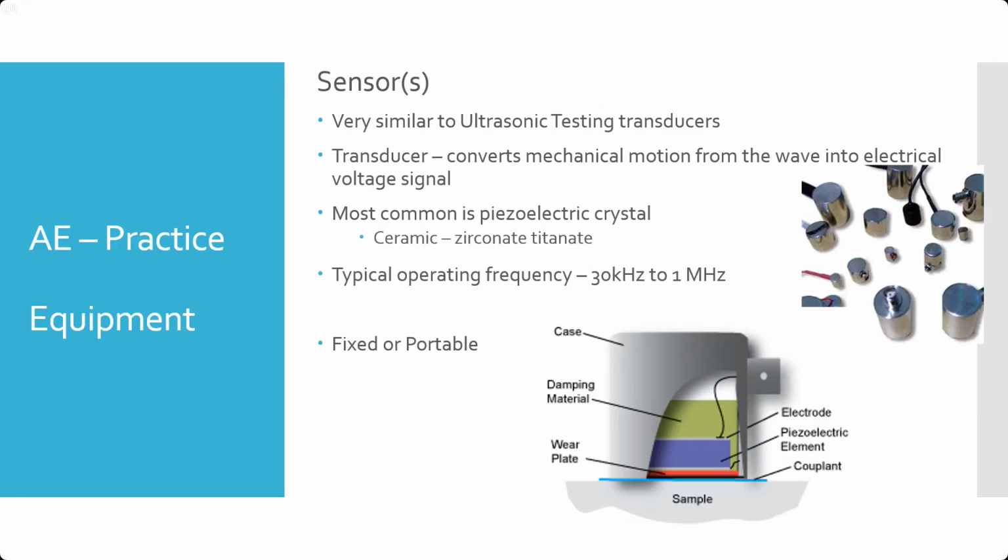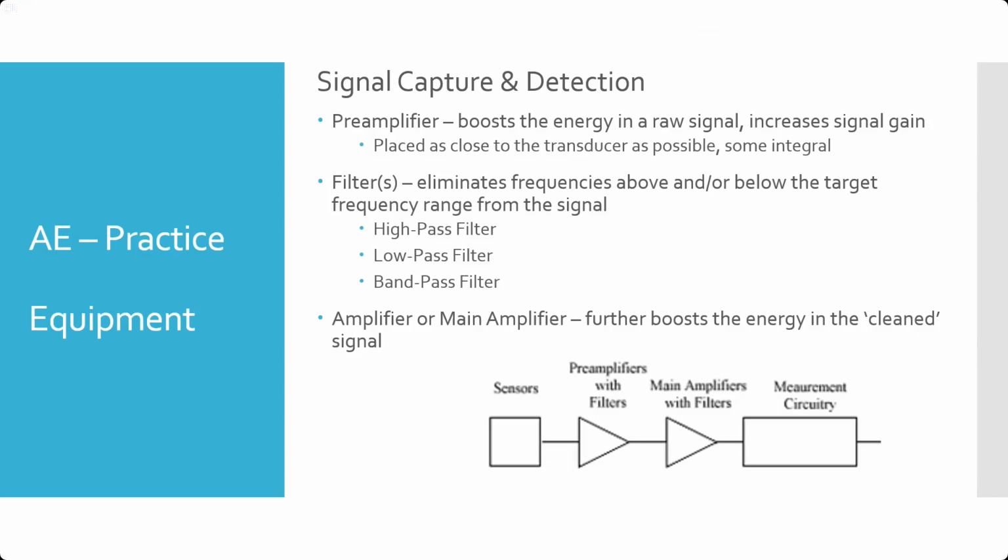And then there's going to be a damping material behind it to prevent extraneous signal from coming in from behind. It also helps to concentrate the signal on that piezo element to amplify what's happening in there. Okay. And then the signal is often going to be pre-amplified and filtered.